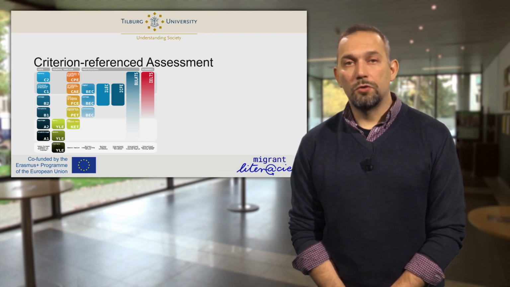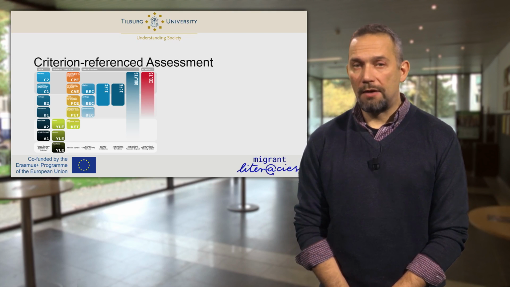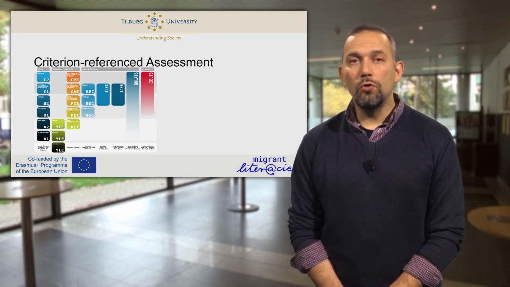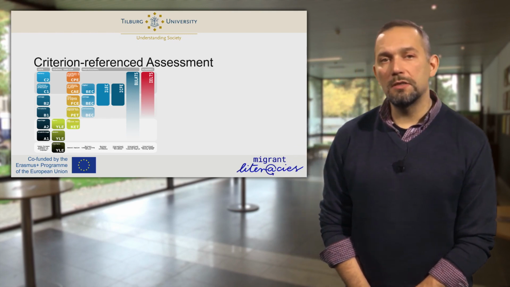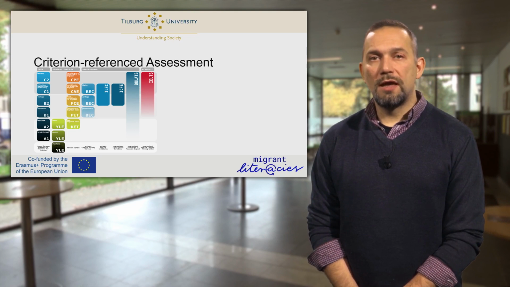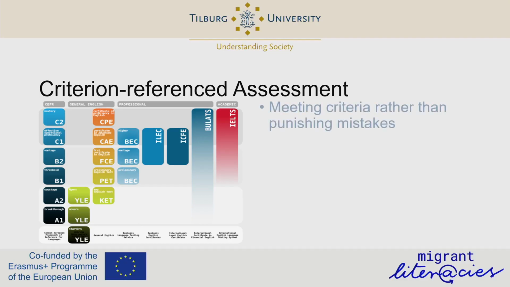nowadays also used for learners that learn a second language, not just a foreign language. What do we have there? Do we have references to mistakes, errors, things that people can't do? Or do we actually refer to the capacity, the levels, and the ability that students have to meet certain criteria? So, we are focusing on meeting criteria rather than punishing mistakes.